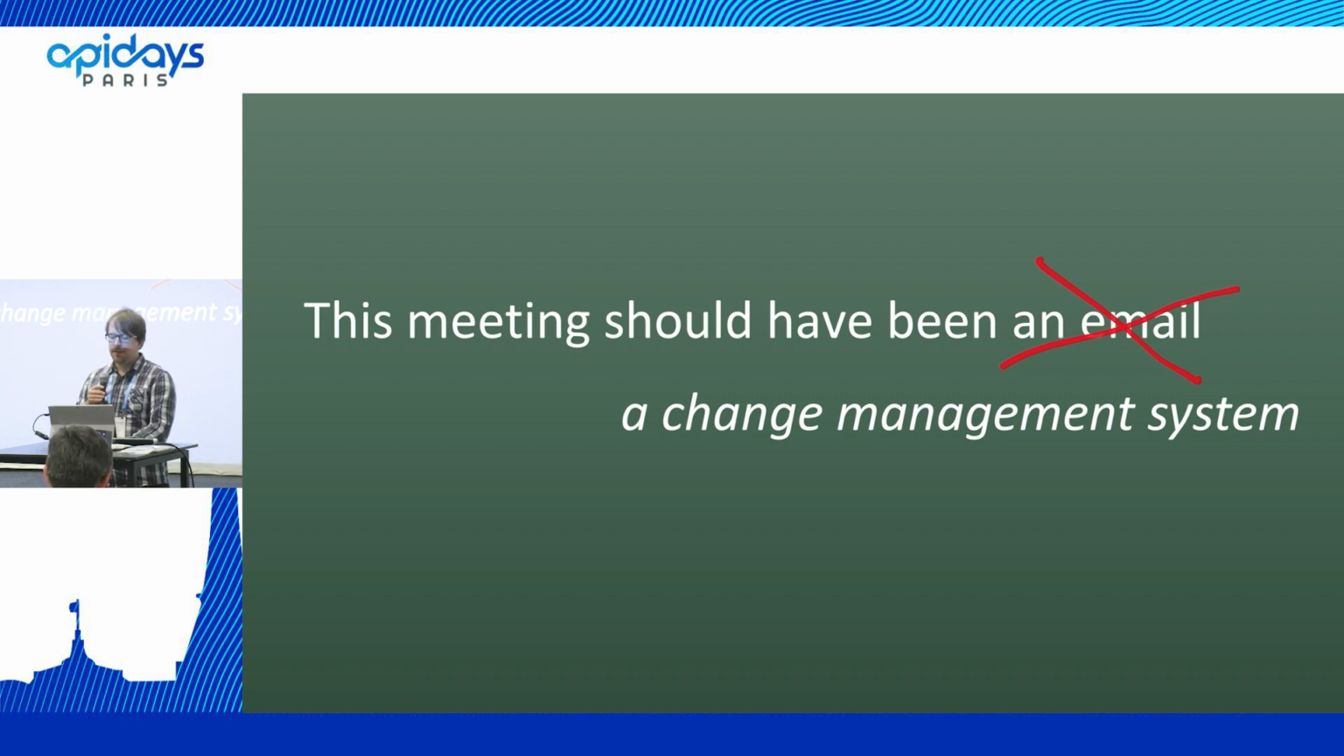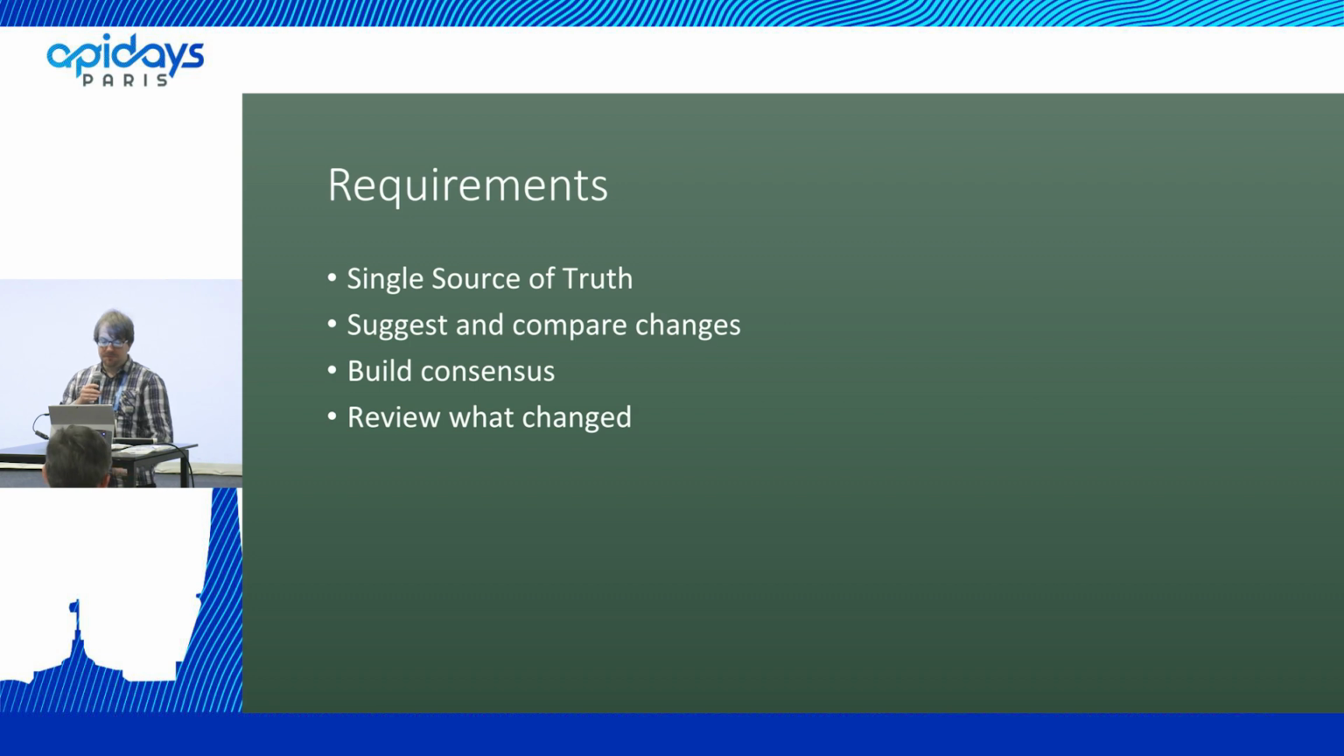So let's talk about a change management system. So what would be the requirements for such a change management system? It should be a way to store your single source of truth for your API, your OpenAPI definition. There should be a way to suggest and compare changes. You should be able to build consensus within your team, and you should be able to review what has changed.